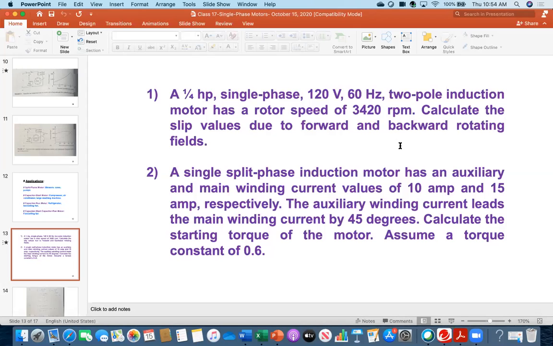And what is the backward slip? 2 minus that would be 1.95, right? Yeah, 2 minus SF, so 2 minus 0.05, it will be 1.95. That will be the value of the slip for backward field. Is everybody getting the same result? Yes, I just got the same.